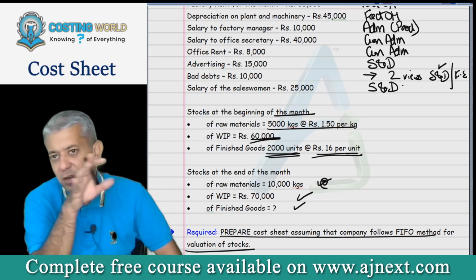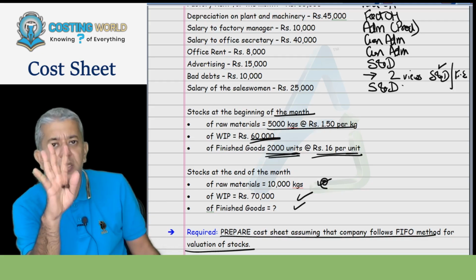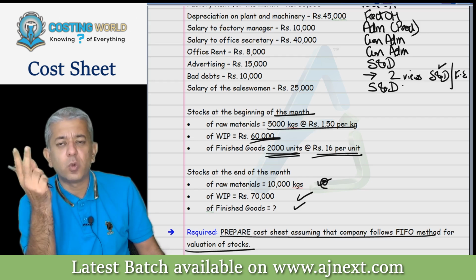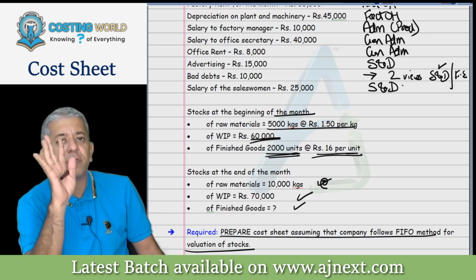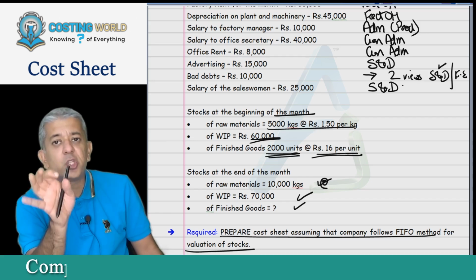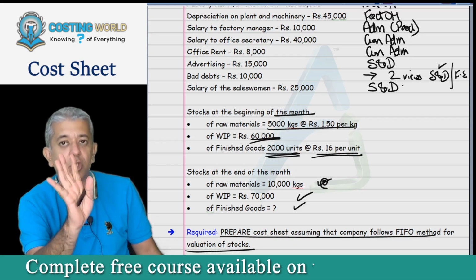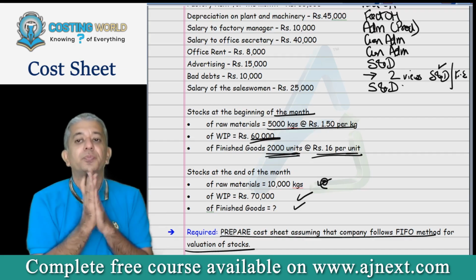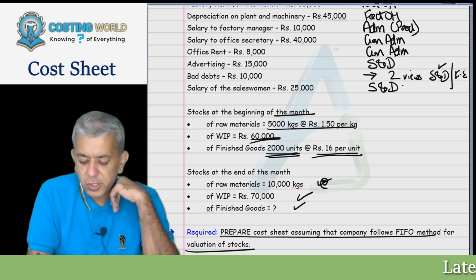Now before you start with any question, I require 4 quantities: opening stock quantity of finished goods, quantity produced, quantity sold, and closing stock of finished goods. Tell me, out of the 4 numbers, which number you do not have in this question? Closing stock of finished goods.